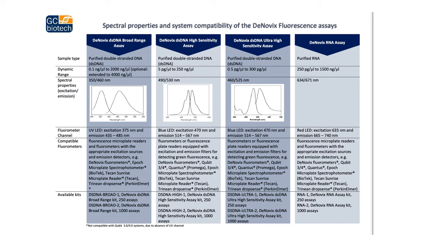All of our assays here are also compatible with microplate readers, so they can be used in single tube systems and they can be used in a range of microplate readers. I would always recommend, if you have one already, you just need to check, as I mentioned, the excitation source and also the excitation filters and the emission filters, and check that they're just compatible with the spectral properties that we see in this table. And all of our kits are available in either 250 or 1000 assay options.